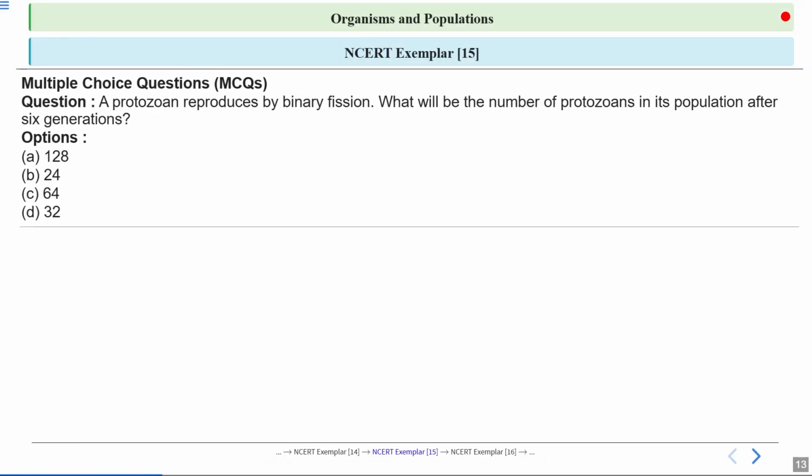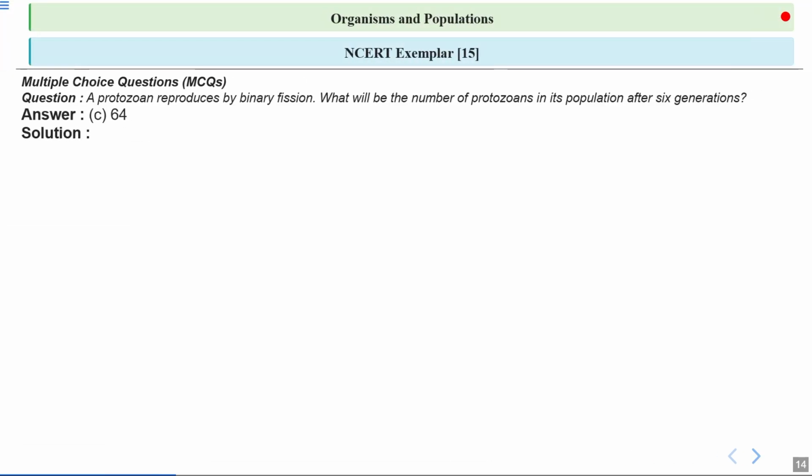Next question, a protozoan reproduces by binary fission. What will be the number of protozoans in its population after 6th generation? Okay, so you have the options 128, 24, 64 and 32. What is the correct answer? Okay, option number C, 64 is the correct answer.